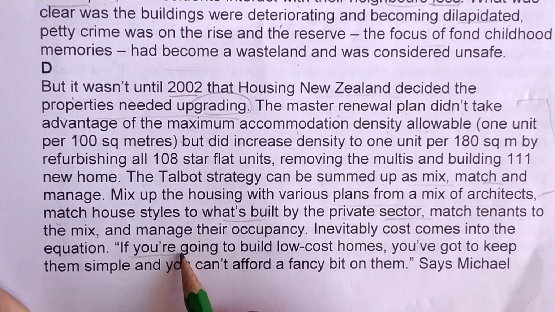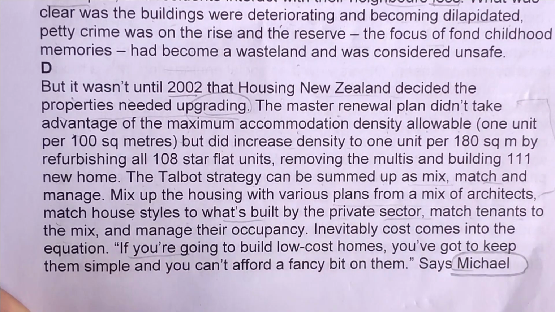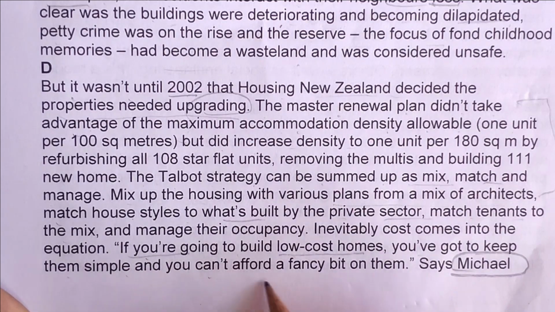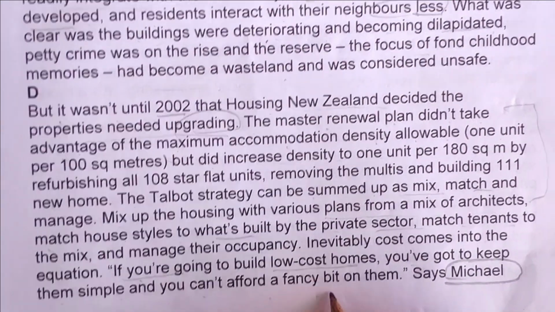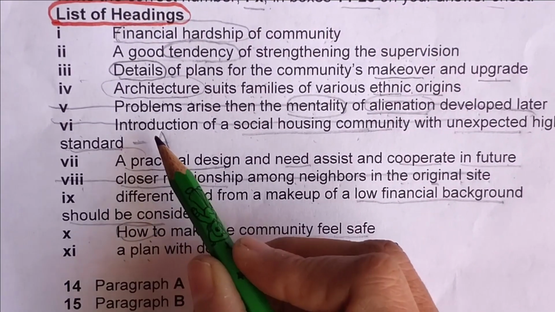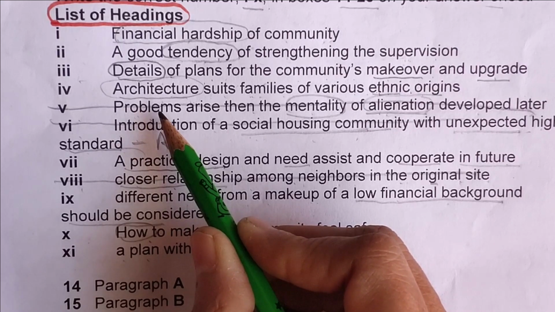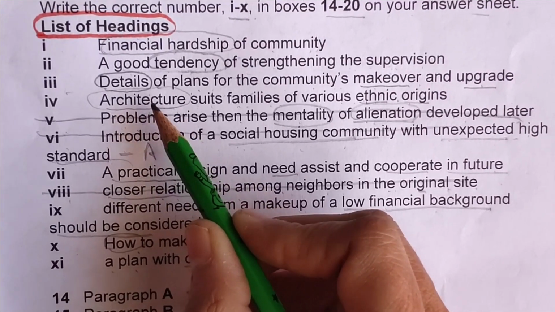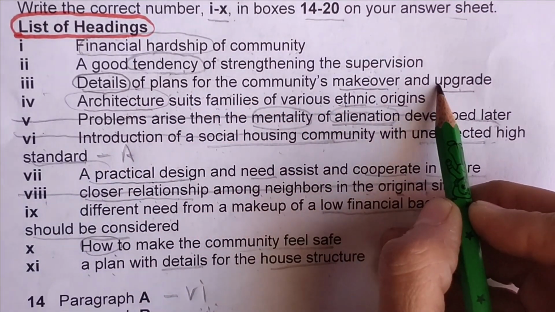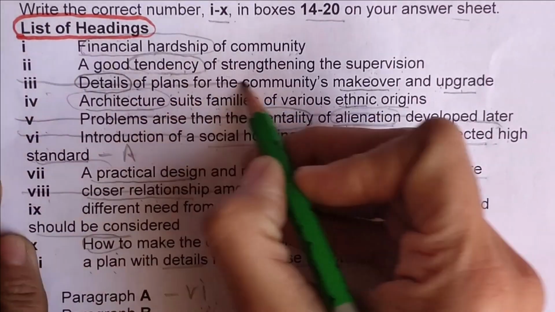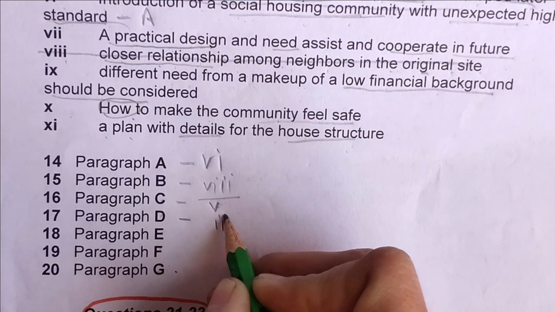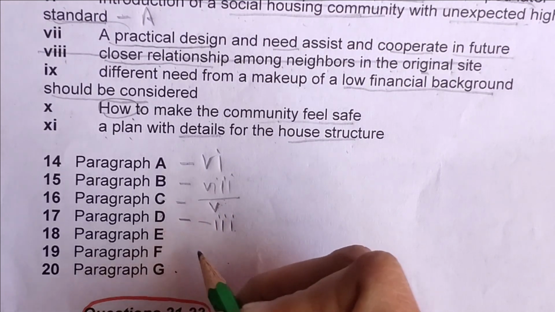If you are going, if so this person's name is here, you can just do it. If you are going to build low cost homes, you have got to keep them simple and can't afford a fancy bit on them. Okay, so here they were talking about some detail kind of thing. Yeah, details of plans for the community's makeover and upgrade. So everything is given. So I will be writing it with D. D means third. Okay, third number for D.